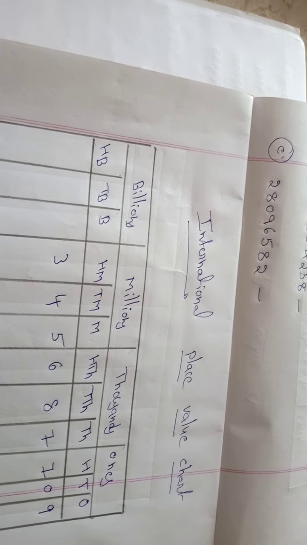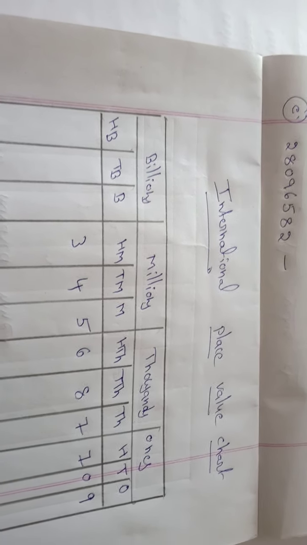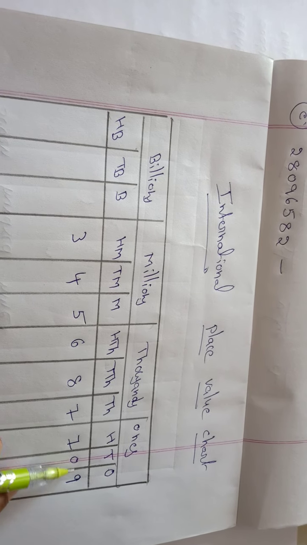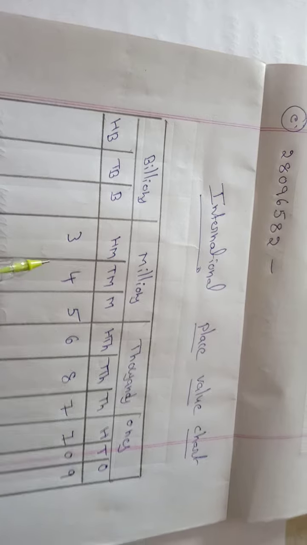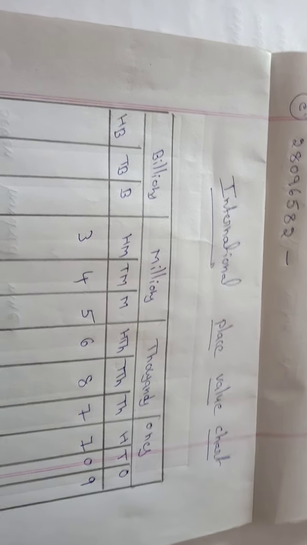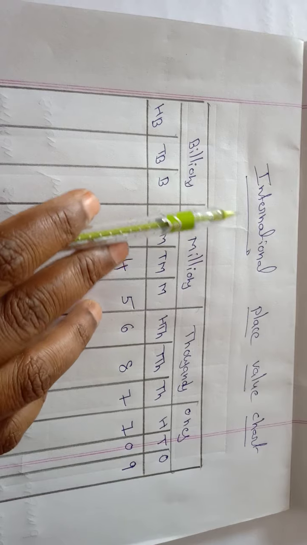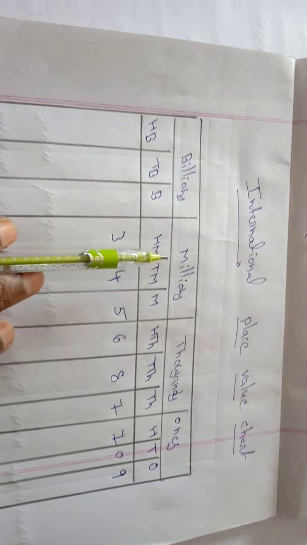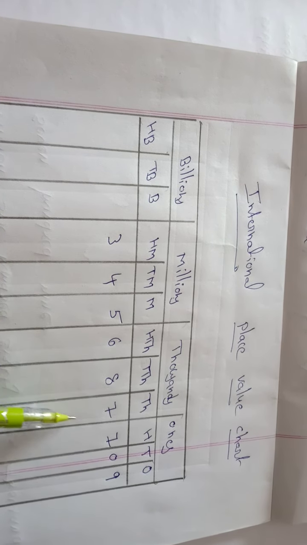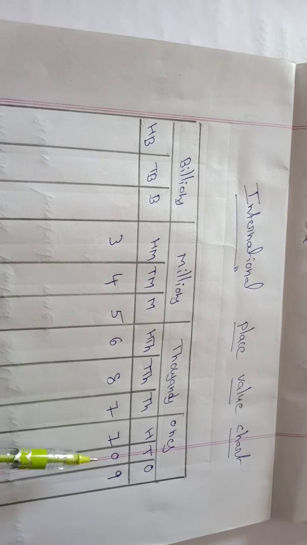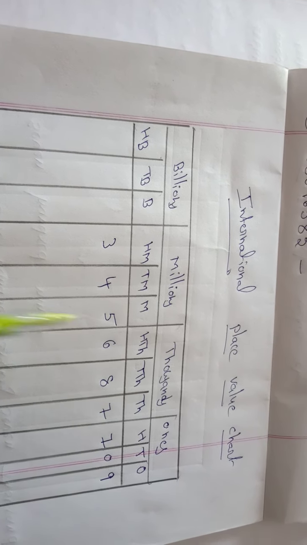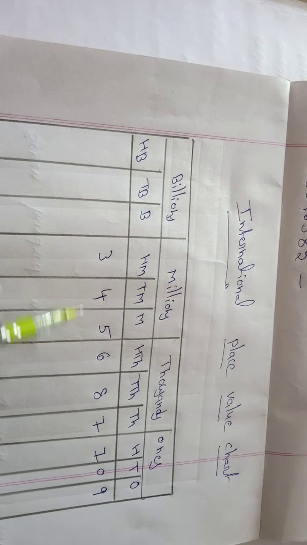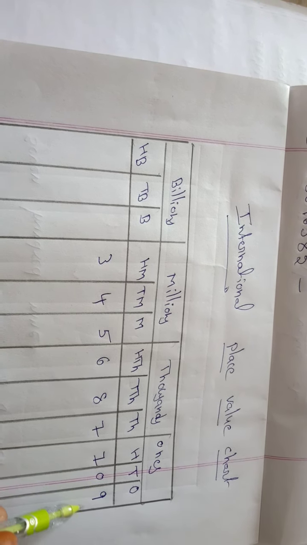Just now we wrote that number in the Indian place value chart, no? Again we are writing it in the international place value system. From the ones place we write the given number in the sub columns. Now we can read it as per the international chart. 3, 4, 5 are in which period? Millions. 6, 8, 7 are in the thousands period, and 7, 0, 9 in the ones period. Each period is divided into 3 sub columns, so after 3 digits we keep commas.